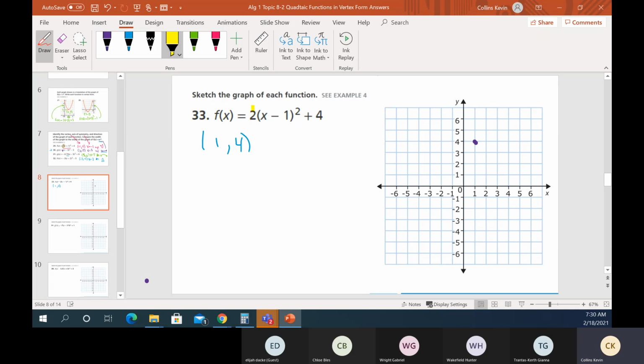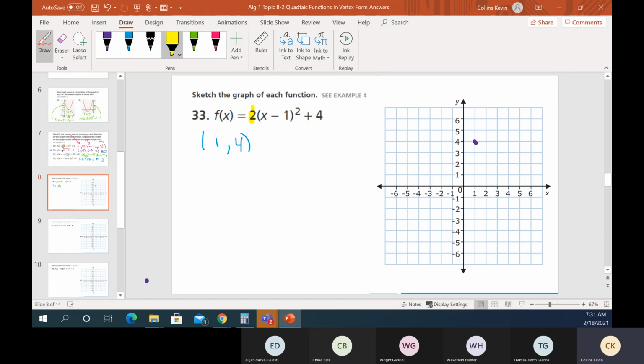That's determined by this guy right here. So from that point, are we going up or down? Yeah, the vertex is the bottom in this case because we're going up. Good. So if we're going up, that's going to be the lowest point on this graph. Good. Okay.